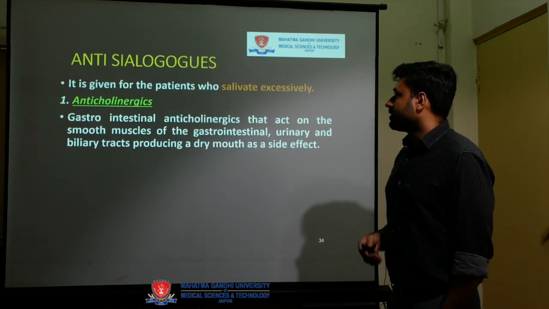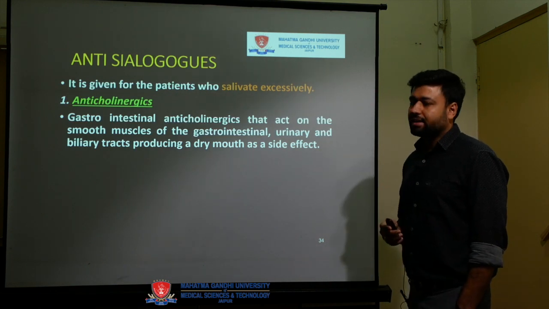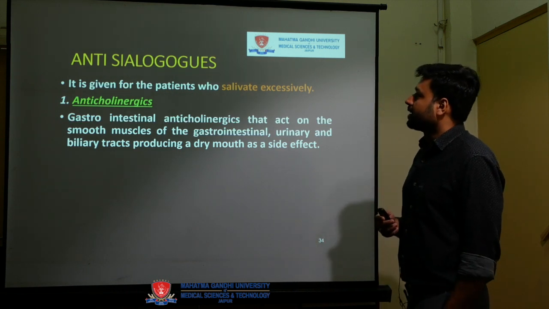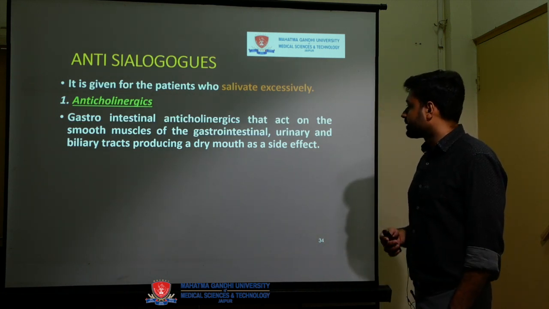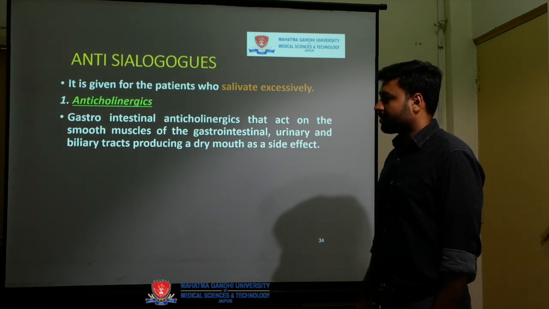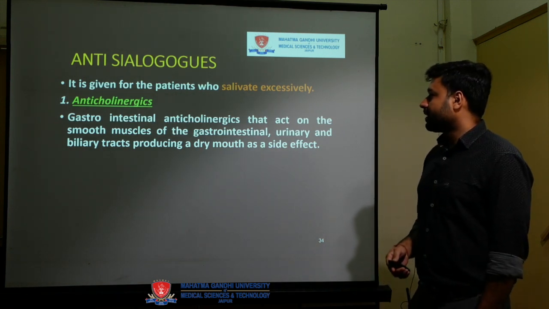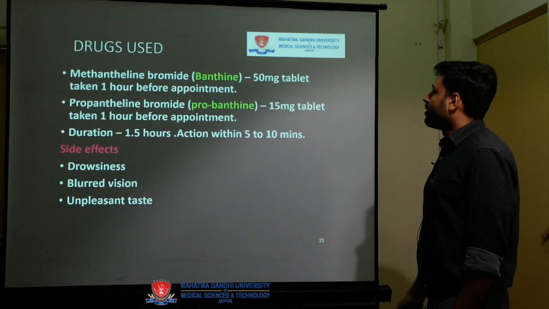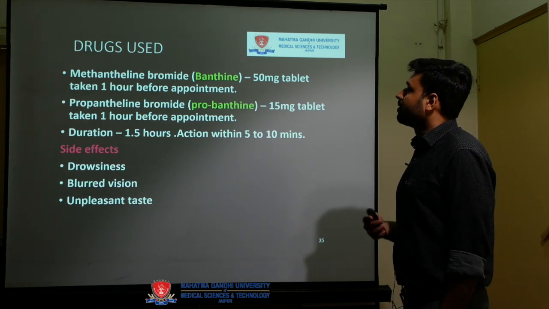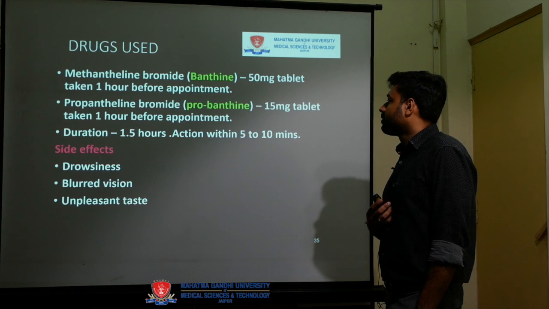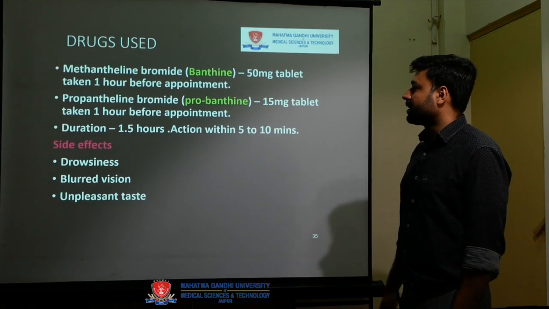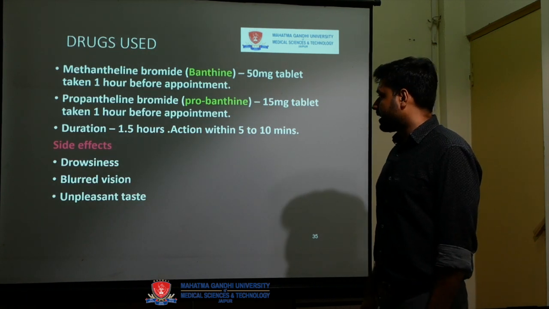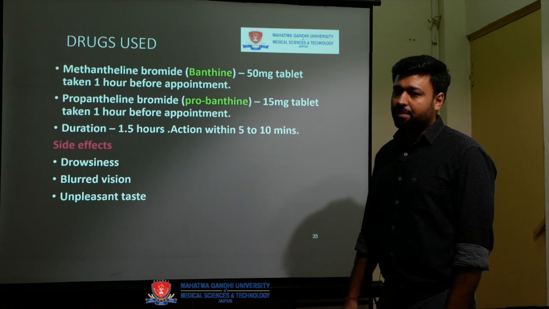Then we have certain medicines given to patients who have excessive salivation. We can use anticholinergic drugs, like gastrointestinal anticholinergics that act on the smooth muscles of the gastrointestinal, urinary and biliary tract, producing a dry mouth as a side effect. Drugs that we can use are banthine or propantheline: banthine 50 mg tablets taken 1 hour before the appointment, and propantheline 15 mg tablets taken 1 hour before the appointment. The duration of action is 1.5 hours, and action can start within 5 to 10 minutes.